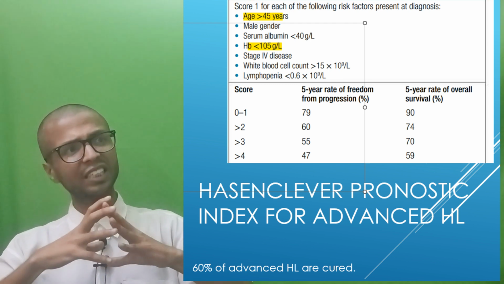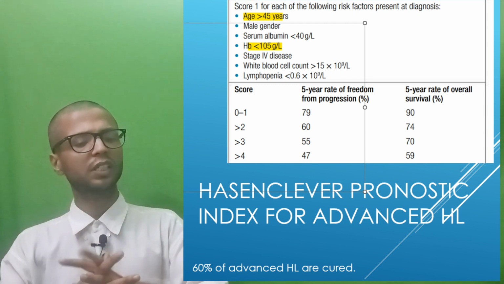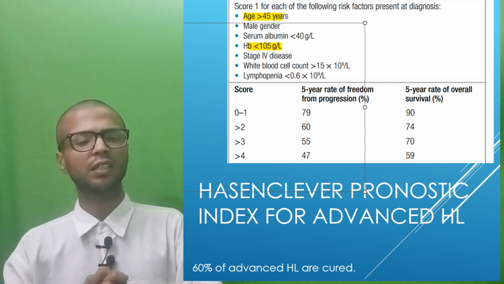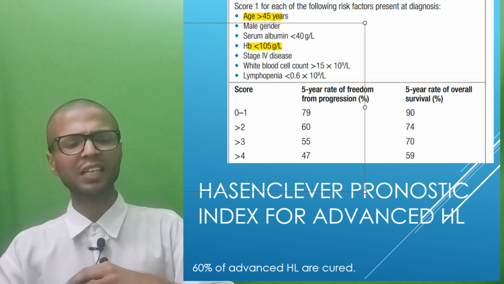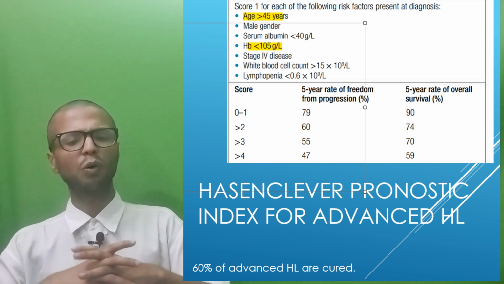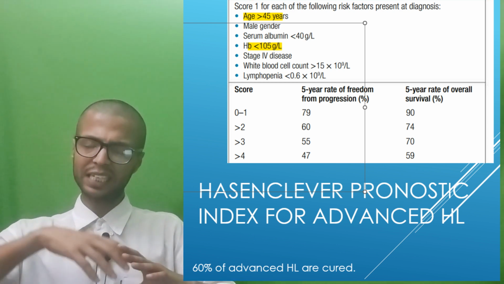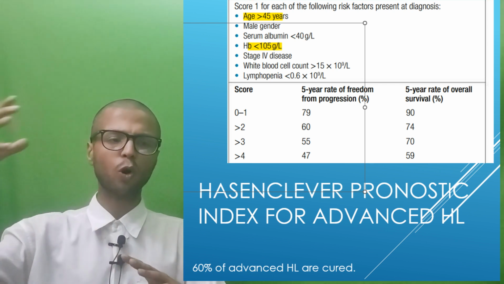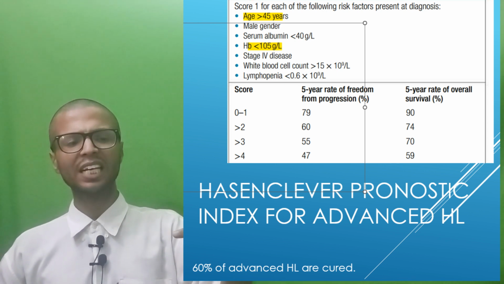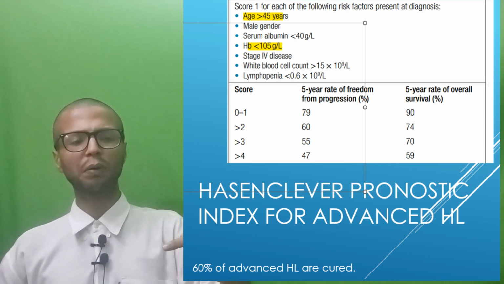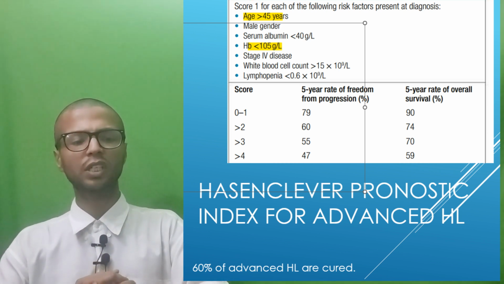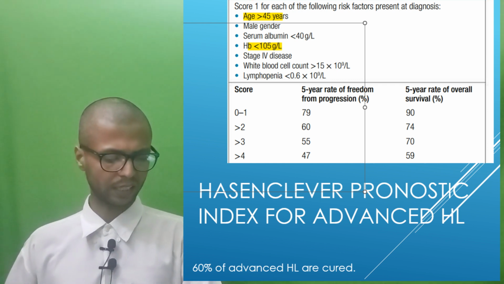And regarding advanced stage Hodgkin lymphoma, about 60% are cured. So you can see the progress of this science, oncology. And regarding advanced Hodgkin lymphoma, we do prognostic staging with the Hasenclever prognostic index. Like in non-Hodgkin lymphoma, where we will discuss the international prognostic index later. Here we use the Hasenclever prognostic index, which is based on age, male gender, albumin level, hemoglobin, advanced stage disease, WBC count greater than 15,000 and lymphocytes less than 600.